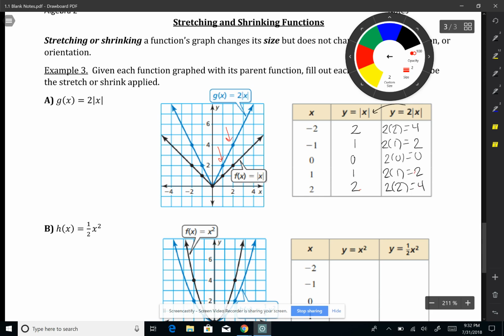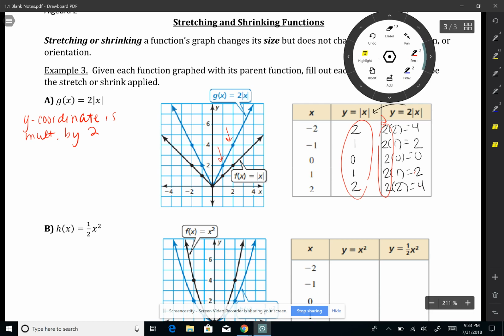Okay. So what is the relationship between our two outputs of our functions? What we have done, as you can see, for every output in this column, to get the new ones, we multiplied by 2. We multiplied the output, the y-coordinate, by 2. So the y-coordinate is multiplied by 2. What that does is it stretches it upward.